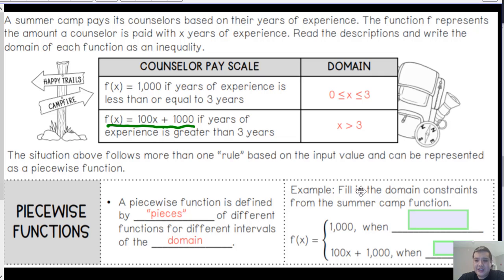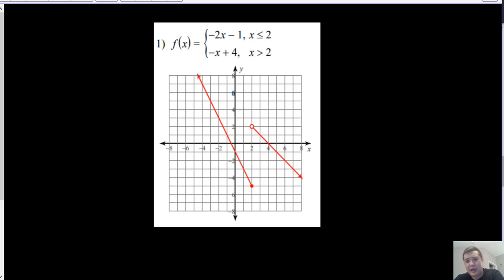Here it says fill in the domain constraints from the summer camp function. So it might look something like this: 1,000 when x is between 0 and 3, including 0 and 3, and 100x plus 1,000 when x is greater than 3. So piecewise functions can look like something like this.